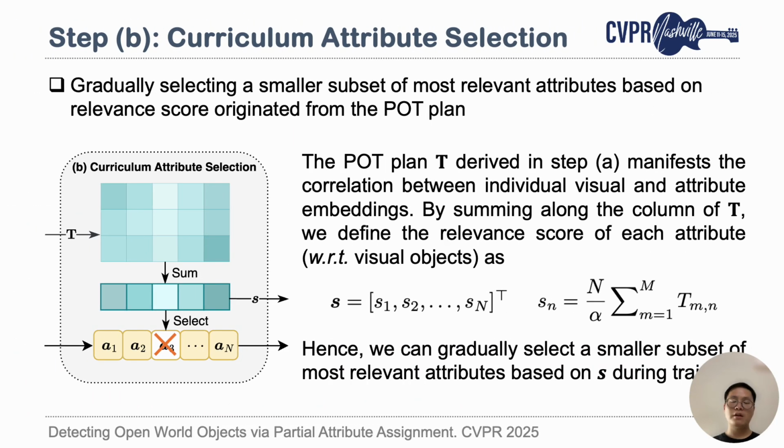Curriculum attribute selection. In this step, we gradually select a smaller subset of most relevant attributes based on relevance score originated from the POT plan. As the POT plan T manifests the correlation between individual visual and attribute embeddings, we can sum along the column of T to accumulate the relevance of one attribute to each of the visual objects, defining the relevance score. Hence, we can gradually select a smaller subset of most relevant attributes based on the value of S during training.